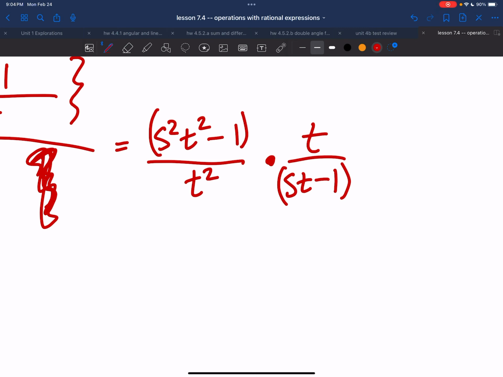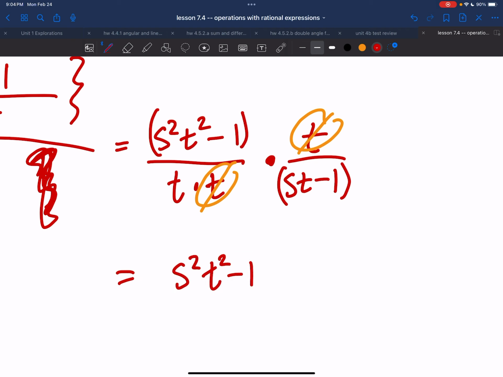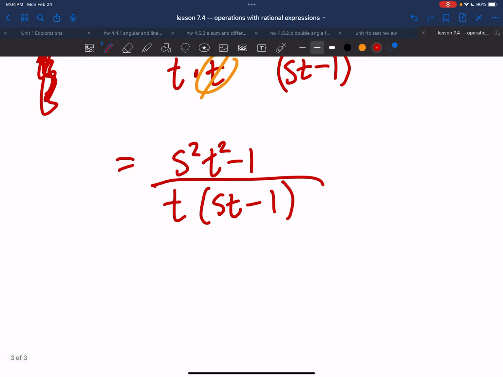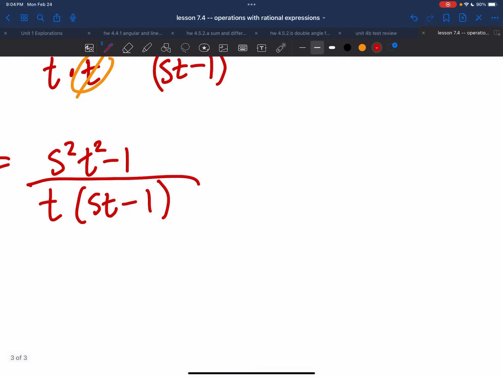Noticing this, does anything cancel? And I would say, yeah, I do notice one thing cancel. The t squared, this t times t, which is t squared, right? One of those t's cross out with each other. So this gets me s squared t squared minus 1 over t times st minus 1. And you might think, yay, we're done. That looks pretty darn simplified. And I'd say, hey, it's pretty good, but I think you could go more. But this one's a little tricky to see.